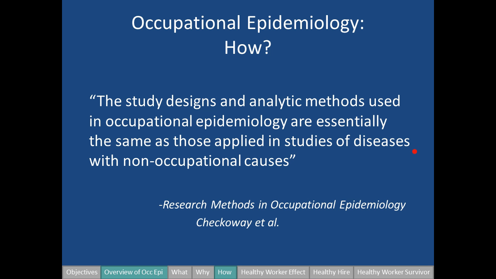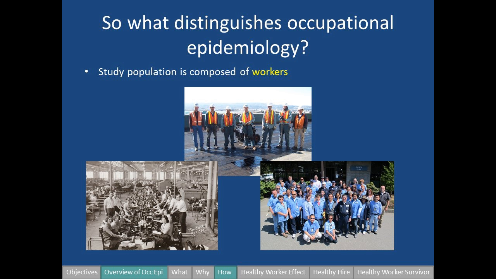So then let's ask the question, well, what does distinguish occupational epidemiology? One of the big things is that the study population we're examining are workers. So here are a few different workers, right? We have some garment workers in New York. Here are some roofers. Here are some custodian workers at a university.